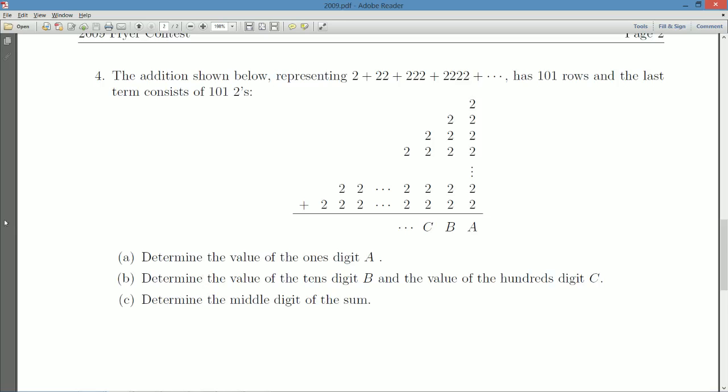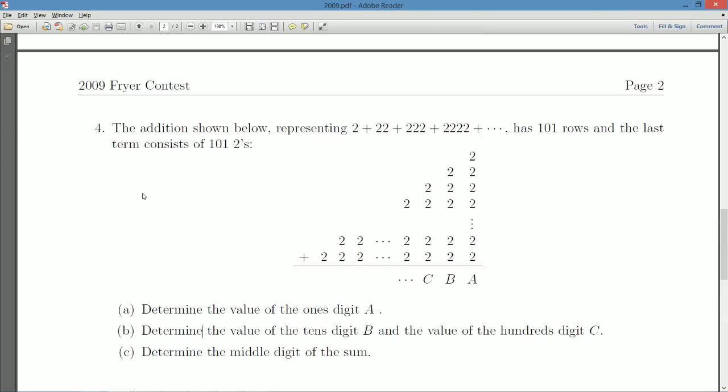And thus concludes the 2009 Fryer. So it's quite an excellent question to end off on. I really like that. We're feeling good. Maybe we should just jump straight into another contest. But I'll let you guys decide that.